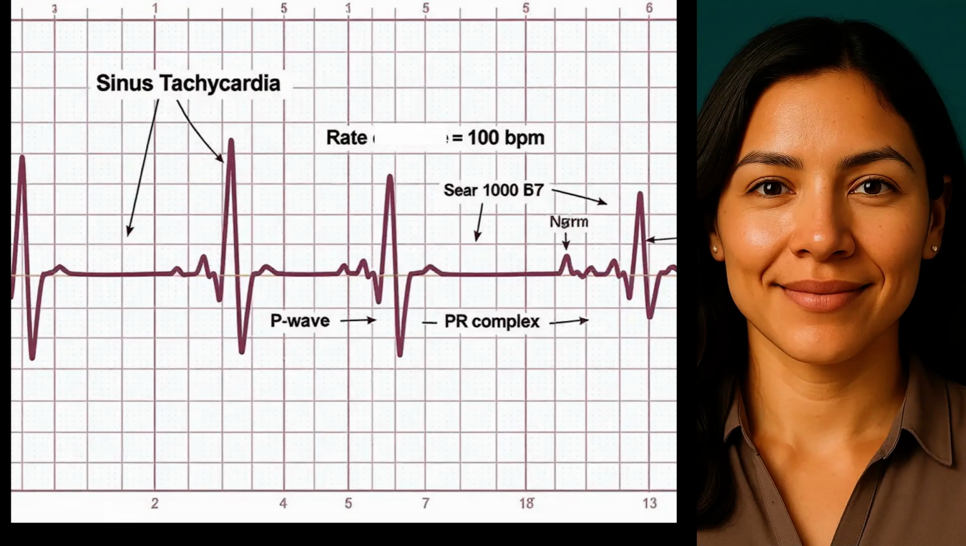Moving to the opposite end of the spectrum, sinus tachycardia occurs when the heart rate exceeds 100 beats per minute. The rhythm stays regular with normal P waves and QRS complexes, just at a faster rate. This can be a normal response to exercise or stress, but it may also indicate fever, pain, blood loss, or other medical conditions requiring attention.